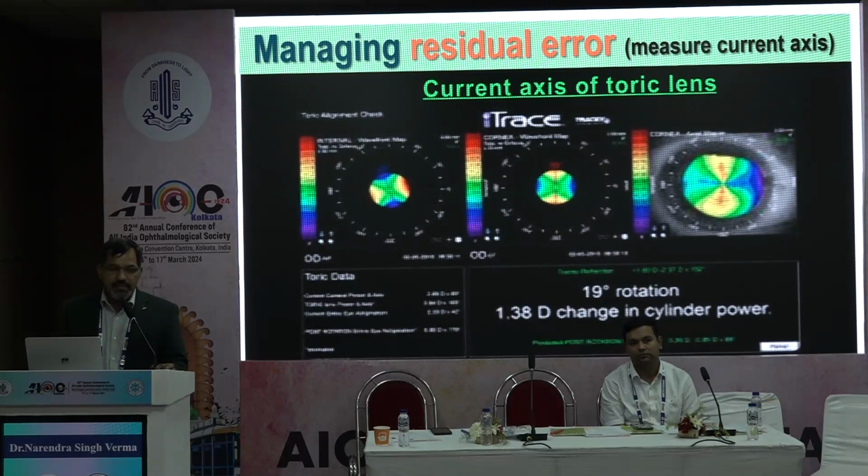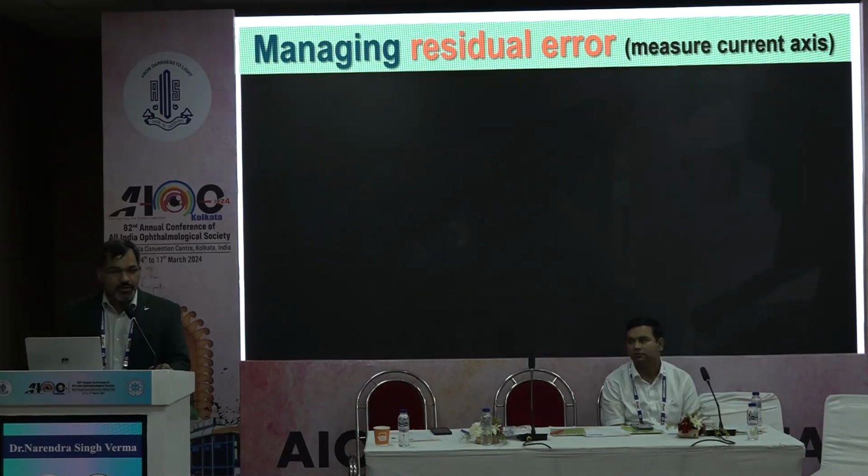EyeTrace is a very good instrument to measure the current axis. It also provides you the abrasions at the corneal level and at the lens level, and also how much axis rotation is required. But it is a very costly instrument, not affordable for all of us.